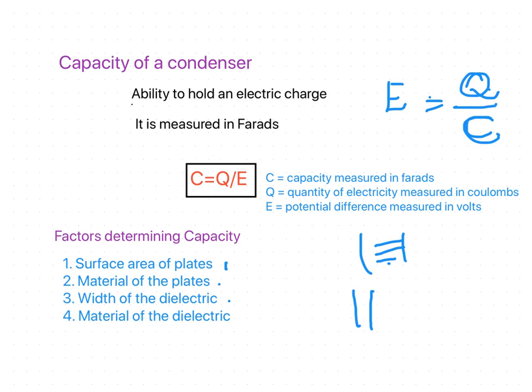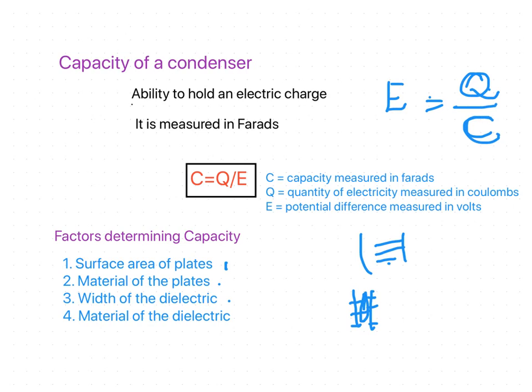So if the width is narrow, then the electric field concentrated in between them is also more, and the molecular distortion in the dielectric is also more, and the charges are tightly held and cause more energy to be stored up in the condenser, which leads to a condenser having a large capacity. Okay, if the width is more, then the opposite sequence is going to take place.